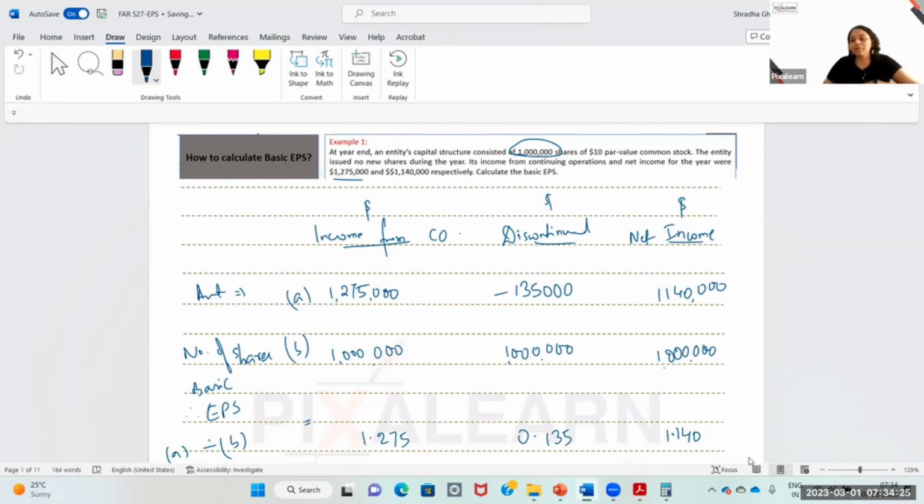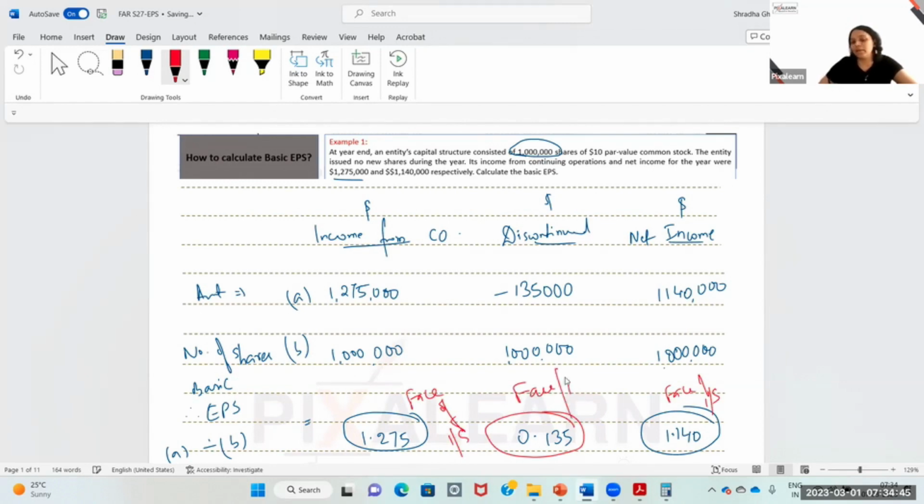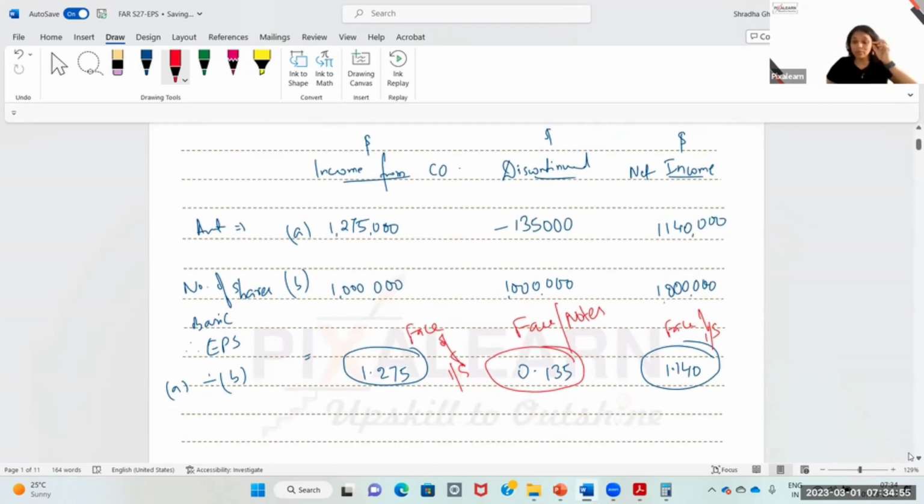This figure and this figure have to be on the face of the income statement. If you are having a standalone, it will be only one figure. If it is a consolidated, you take a consolidated figure and show it. And this can either be on the face or it can be in the notes. Is this okay, guys? So this is a basic. This is what will be reported at various places. Which is easy, right?